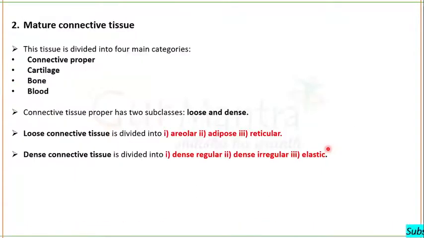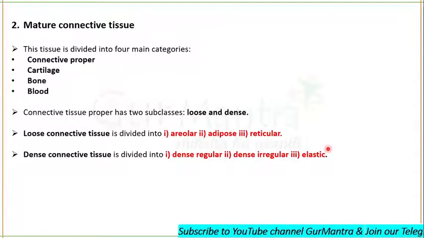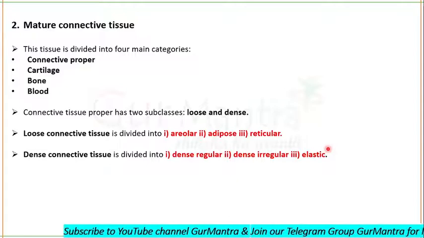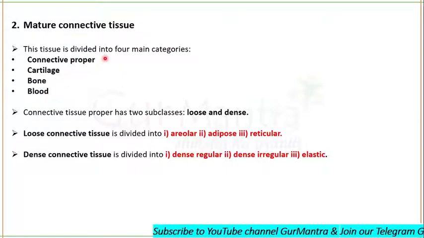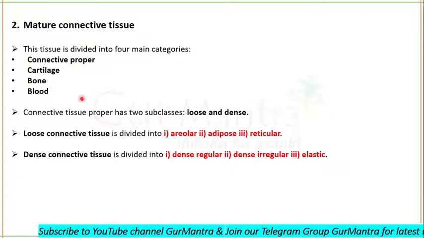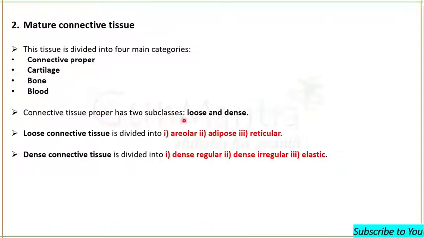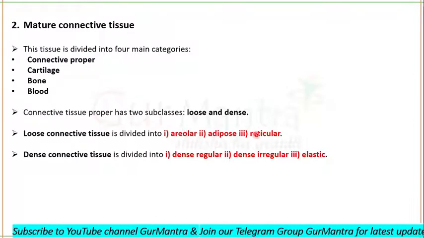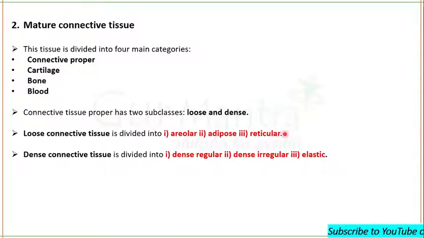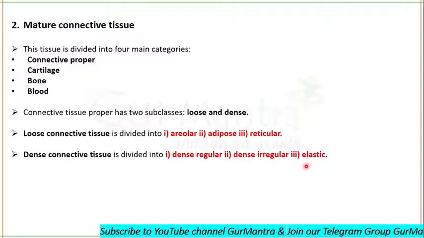Okay, now let's talk about the second type of tissue, which is mature connective tissue. It is mainly categorized into 4 types, like connective proper, cartilage, bone, blood. Connective proper is further classified into two subclasses: loose connective tissue and dense connective tissue. Loose connective tissue is divided into areolar, adipose and reticular tissue. On the other hand, dense connective tissue is divided into dense regular, dense irregular and elastic.